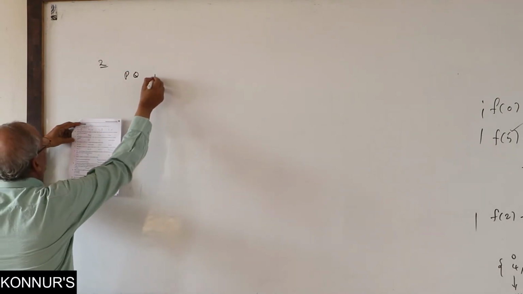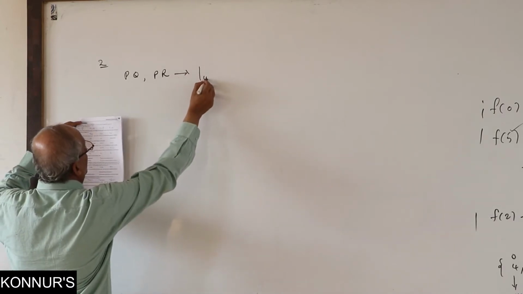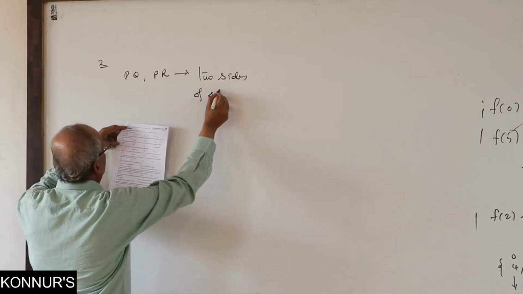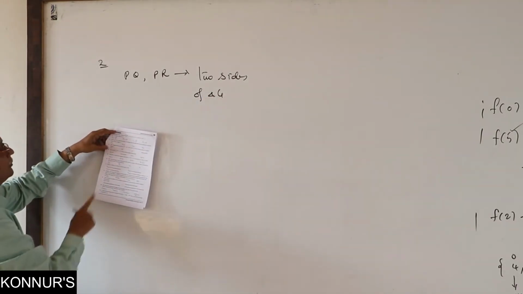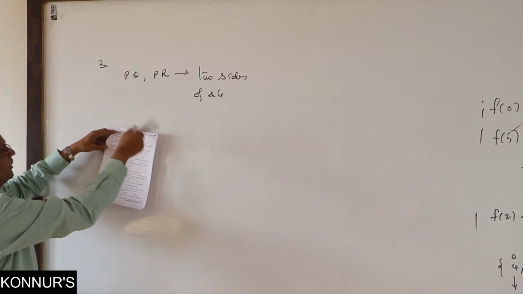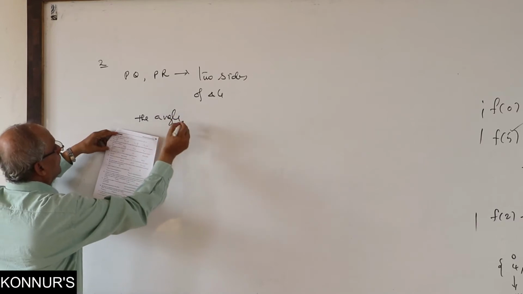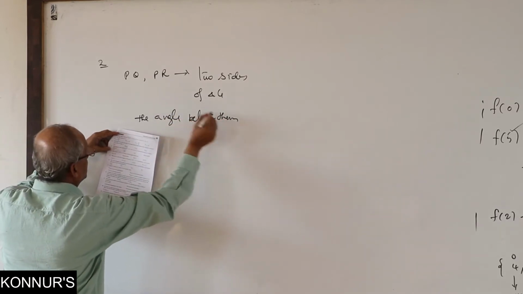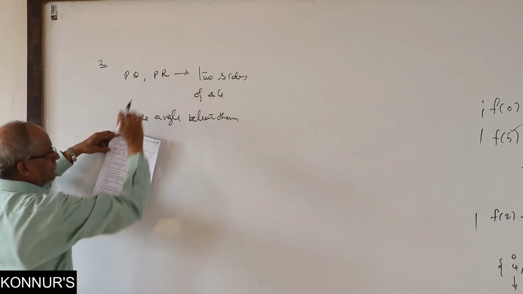PQ and PR are two sides of triangle ABC. Find the angle in which the area is maximum. The angle between them, means between these two sides only. Two sides including angle.